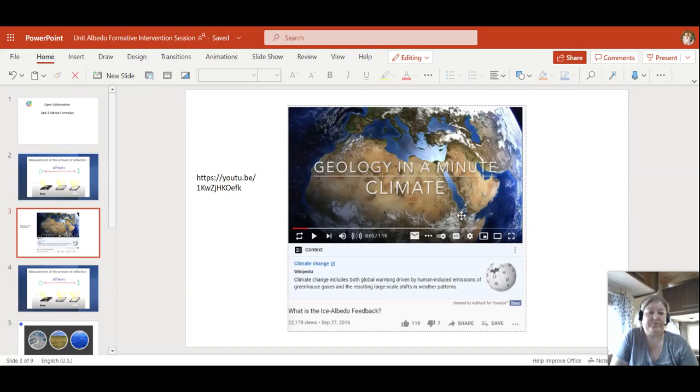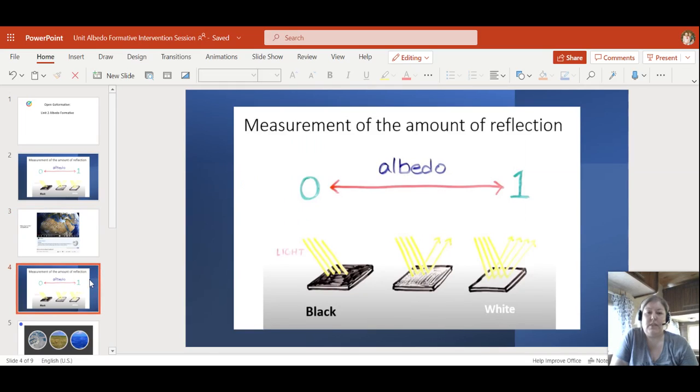Back to this. So again, we were able to look at the measurement of reflection in there. They talked about the dark blue water being closer to black, right? Dark blue is pretty close to black, and it only was able to reflect 6% of the solar radiation that came in. And then they talked about the ice, so the glacial ice, and it was able to reflect about 70% of the light that comes in.